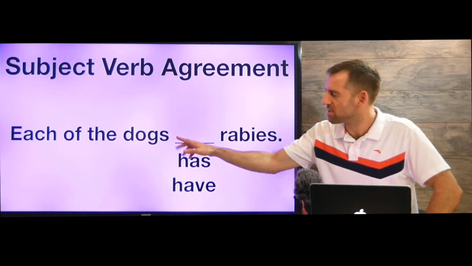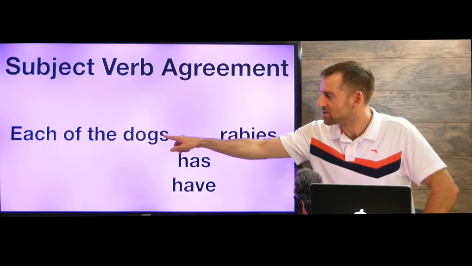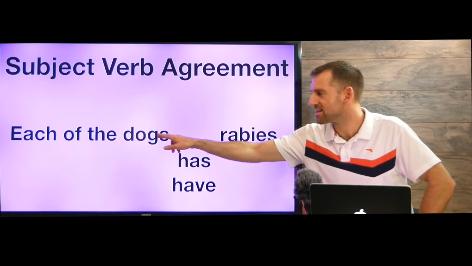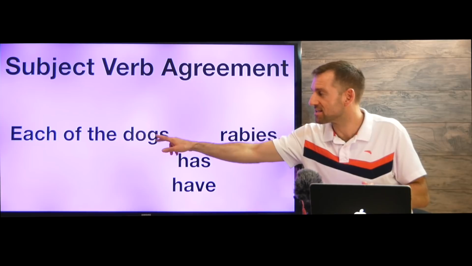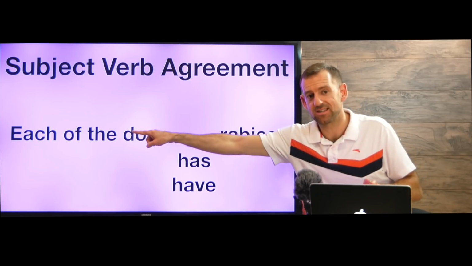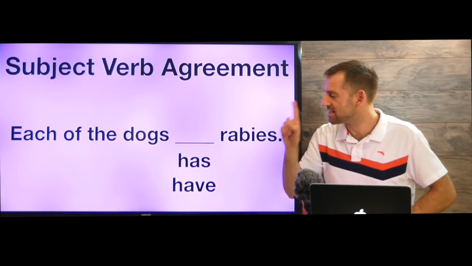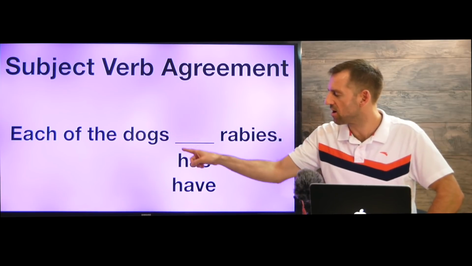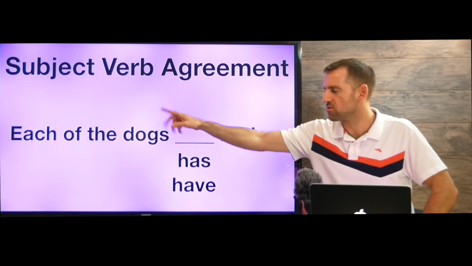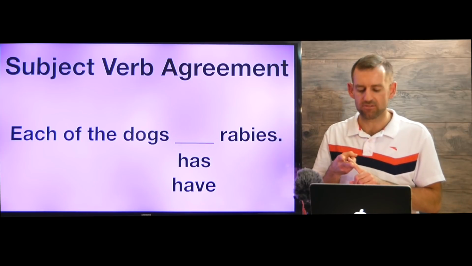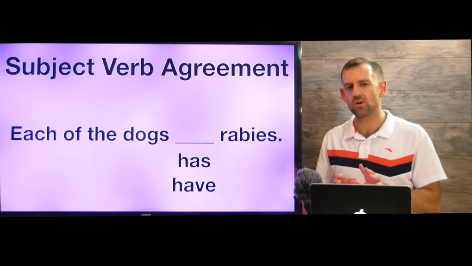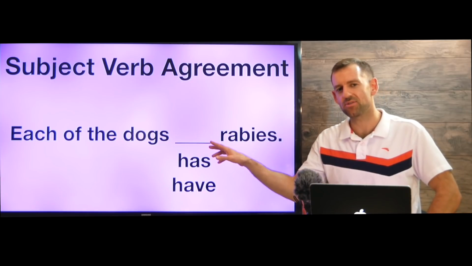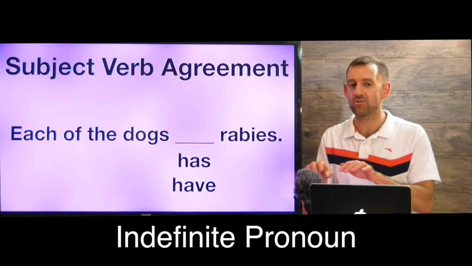So this is confusing because the word dogs is plural, right? So we think, oh, dogs have. But dogs isn't the subject of the sentence. Each is the subject of the sentence, and each takes a singular verb. So each has rabies. Each of the dogs has rabies. Those words like each, every, either, none, those are called indefinite pronouns. So if you want to get some practice with that kind of thing, just Google indefinite pronoun practice.